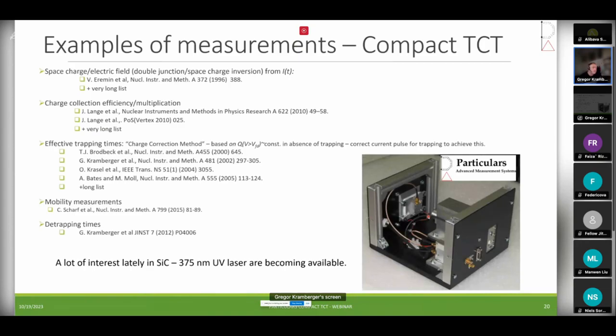Like I said, lately other materials are getting more and more popular, and we are now trying to get our hands on the correct laser diodes to actually investigate also these devices.